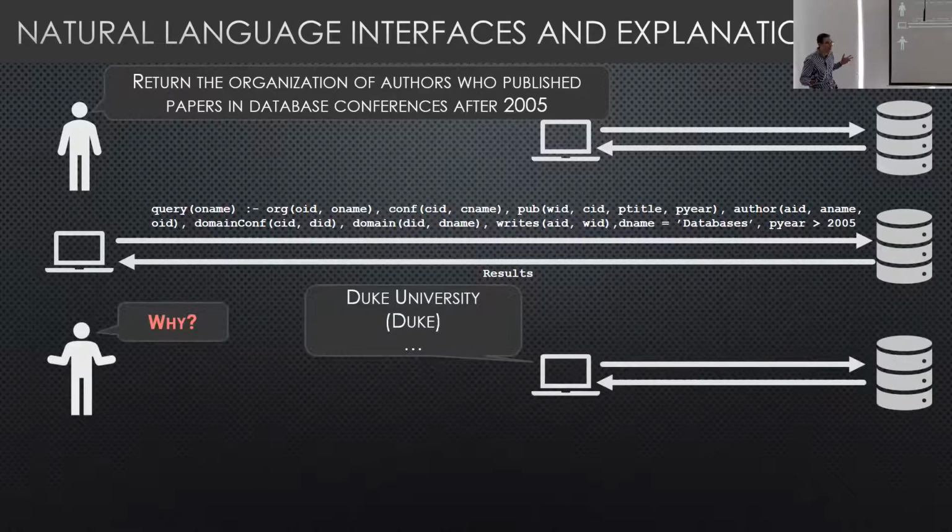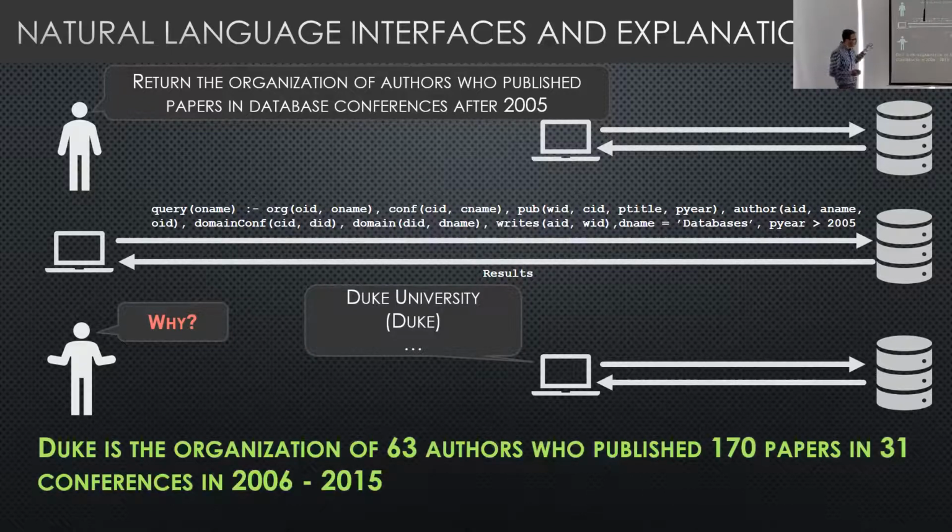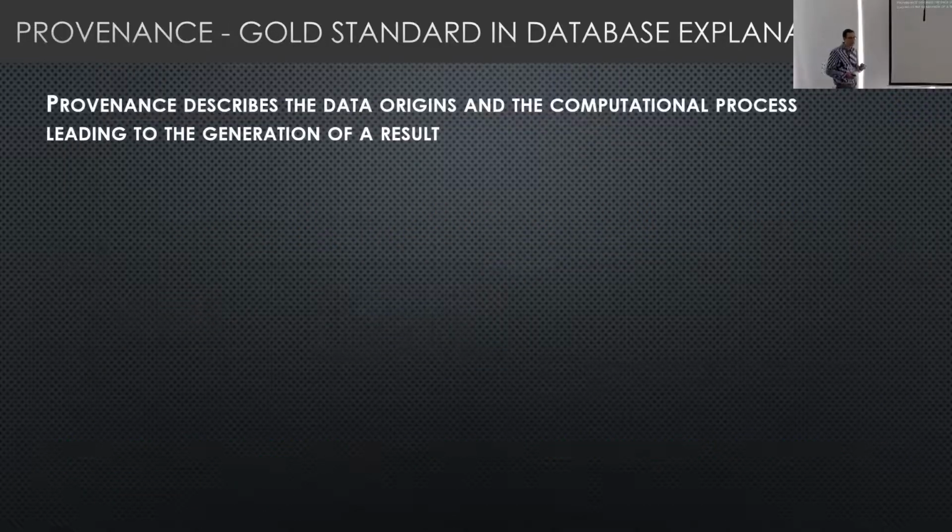Now, one of the results just happens to be Duke University, and then a user who views this result may wonder, why is it part of the result set, or why does it satisfy the conditions specified in the question? So what we'd like to show the user is a clear and concise natural language explanation for this result, such as this one. Duke is the organization of 63 authors who published 170 papers in 31 conferences between 2006 to 2015. So the tool that we're going to use to provide these explanations is called data provenance.